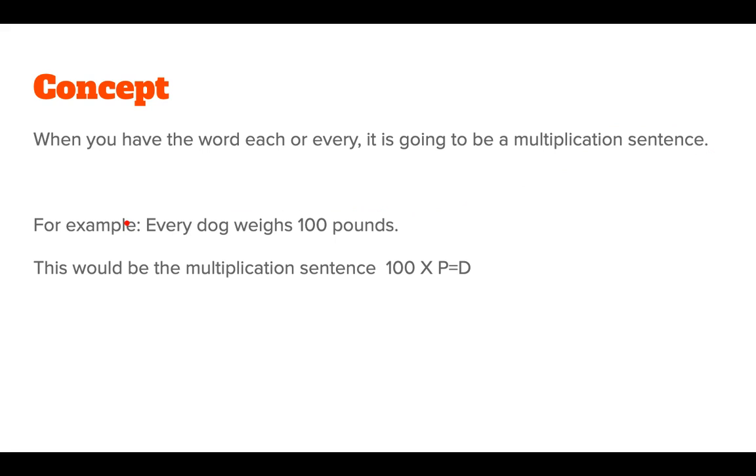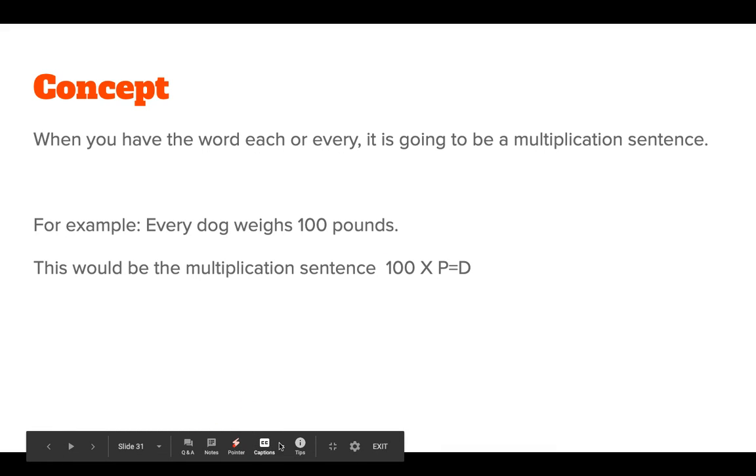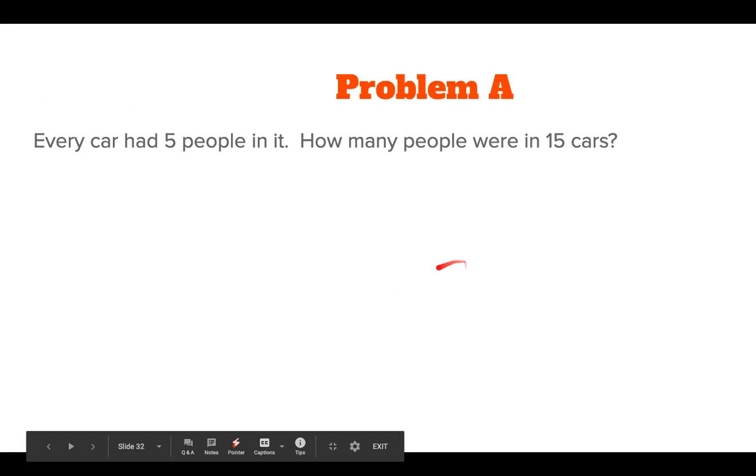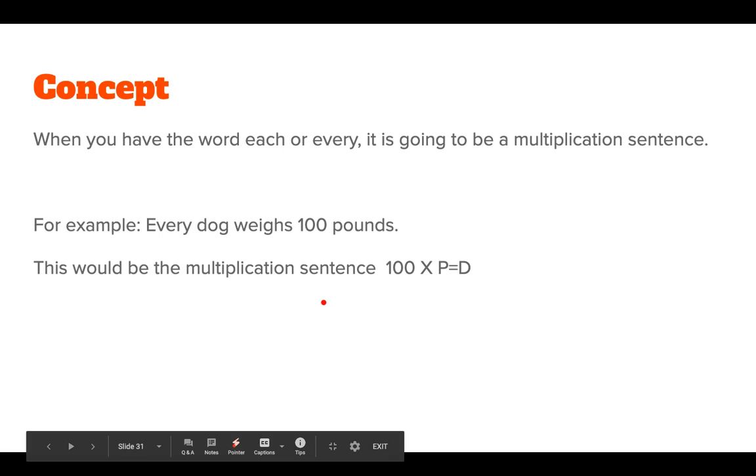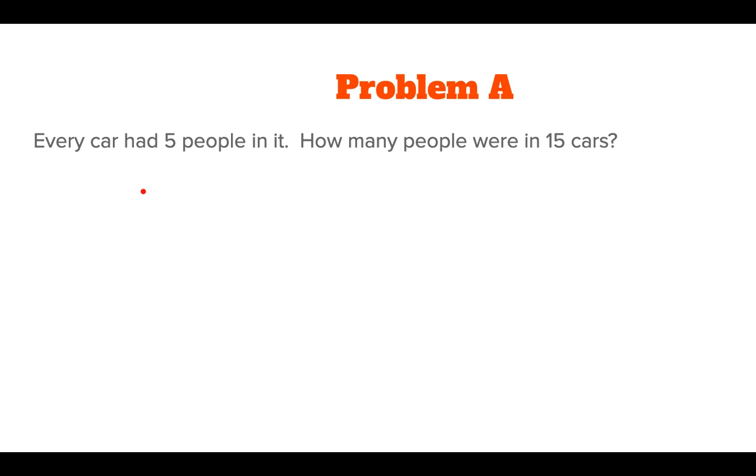For example, every dog weighs 100 pounds. This would be the multiplication sentence, 100 times D equals P. I messed it up again. Let me see if I can fix that real quick. Well, just imagine I crossed it out. 100 times D will give you P. I'll fix it for tomorrow. Apologies.